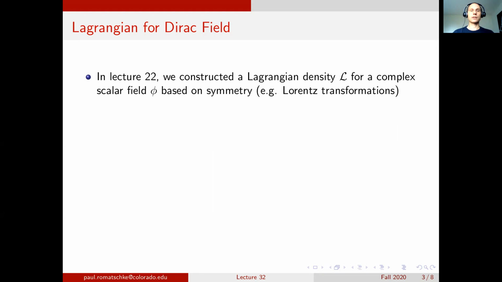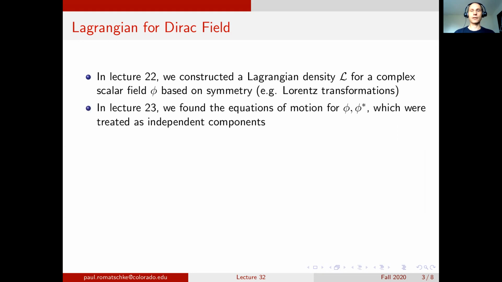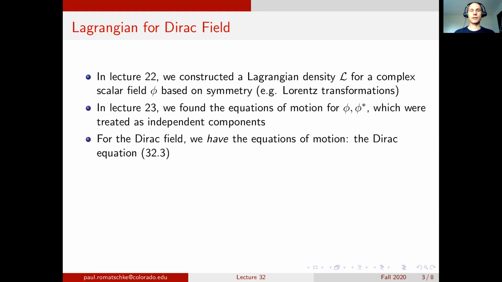To get started, recall that in lecture 22, we constructed a Lagrangian density for a complex scalar field phi based on the symmetry, such as Lorentz transformations. While we can employ this same strategy for the Dirac field, there is a quicker way to get to the same result. To do so, notice that in lecture 23, we found the equations of motion for the complex scalar field phi and its complex conjugate phi star, which we treat as independent components. For the Dirac fields, we have the equations of motion, which are just the Dirac equation. So we're going to work backwards to get the Lagrange density from the field equations.